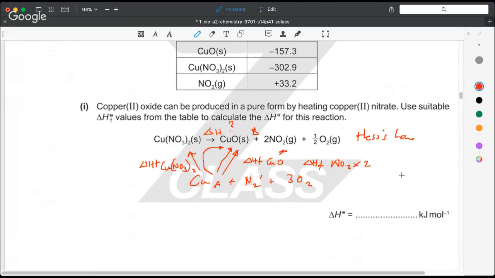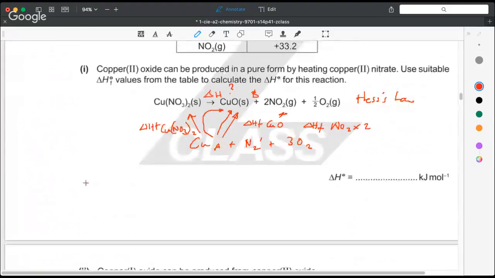Now, if we went in 2 steps, what would it be? It would be the enthalpy of formation of the copper nitrate. That's the first step there, isn't it? And that's going to be 1. And that's the second step there, plus the enthalpy that we're trying to find out. And those 2 steps, 1 and 2, are the same as that step over there.